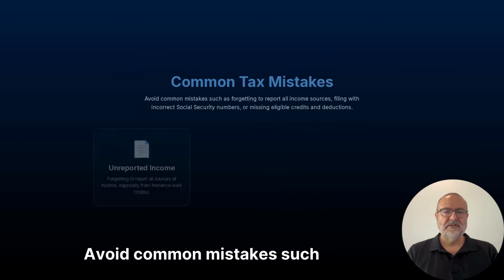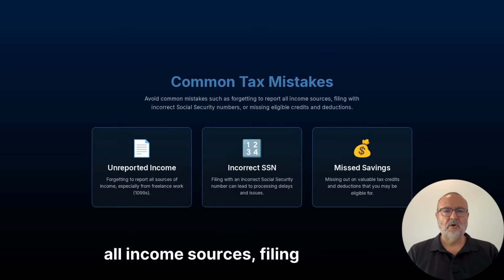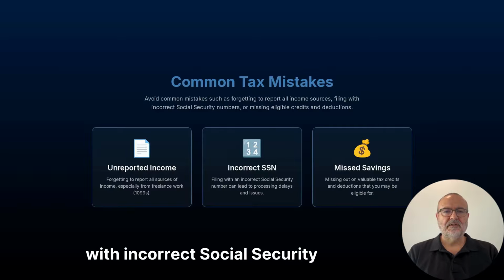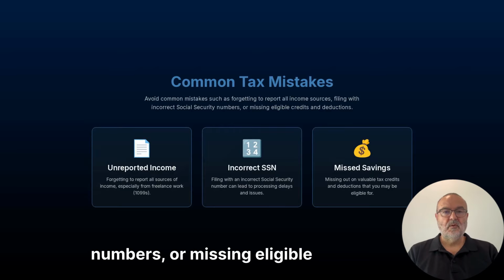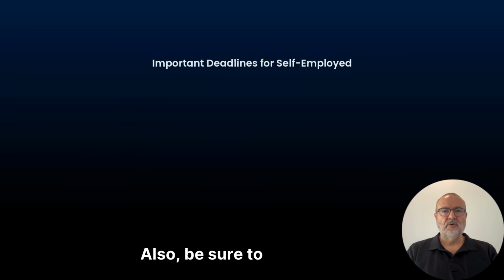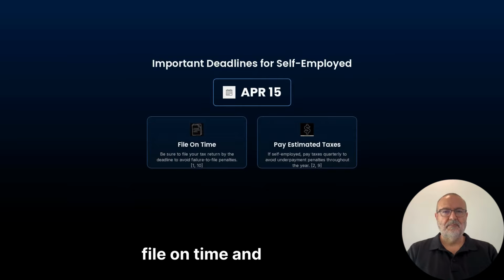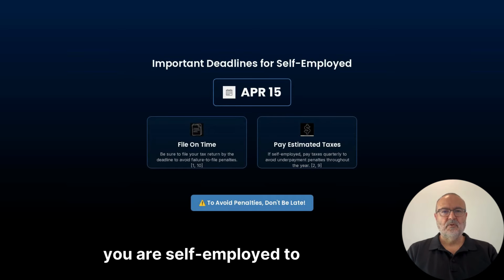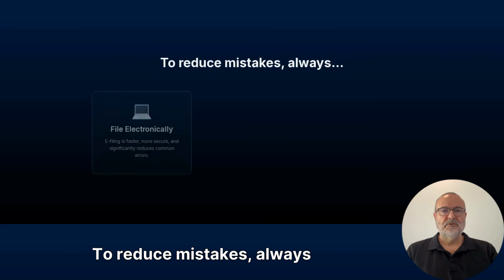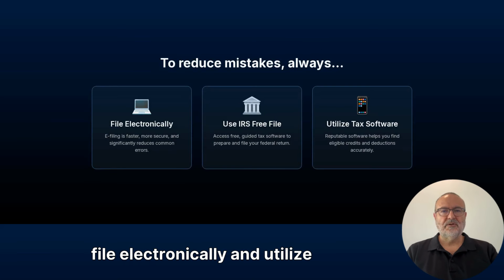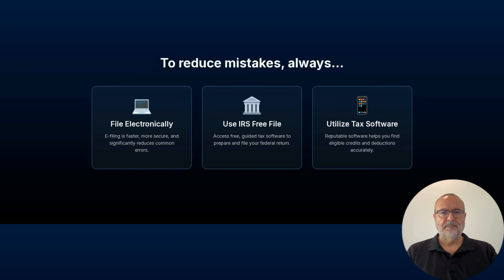Avoid common mistakes such as forgetting to report all income sources, filing with incorrect Social Security numbers, or missing eligible credits and deductions. Also, be sure to file on time and pay estimated taxes if you are self-employed to avoid penalties. To reduce mistakes, always file electronically and utilize resources like IRS Free File or reputable tax software.